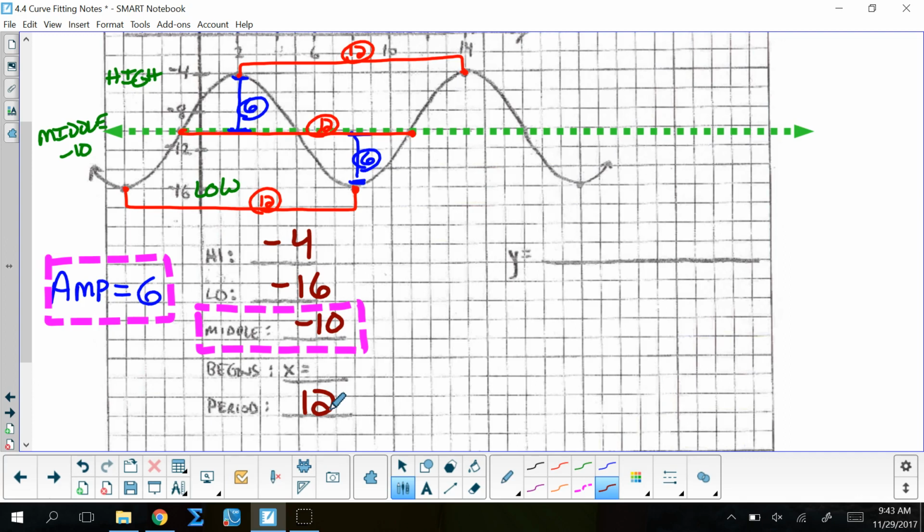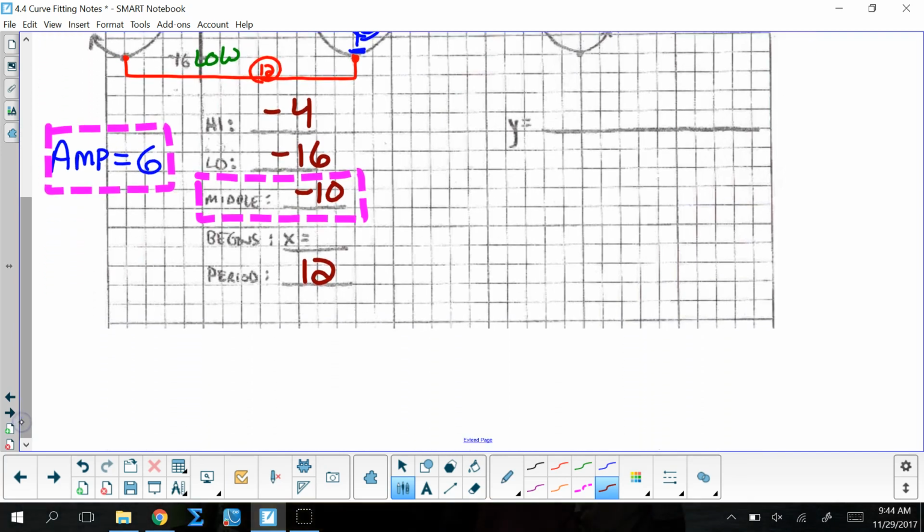Okay. But is that my B value? End minus start. Yeah. Is that my B value? No. So now I've got to find my B value. So my period, once again, was 2 pi divided by the absolute value of B. So 12 is going to equal 2 pi divided by B, right? So what's B?